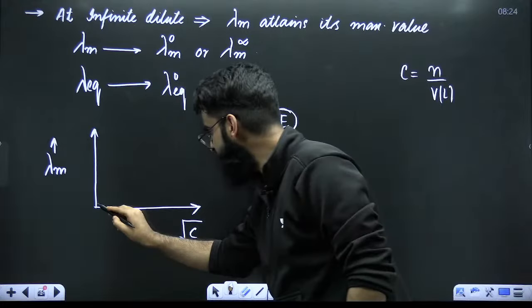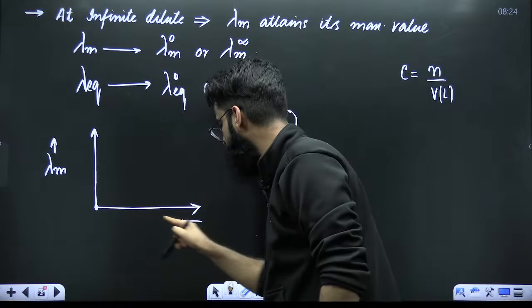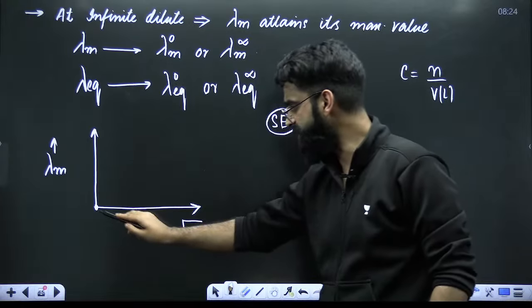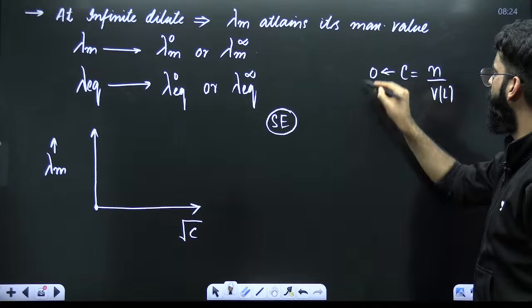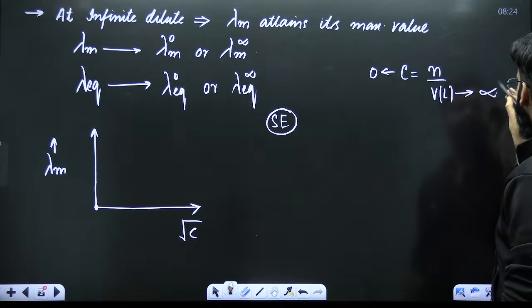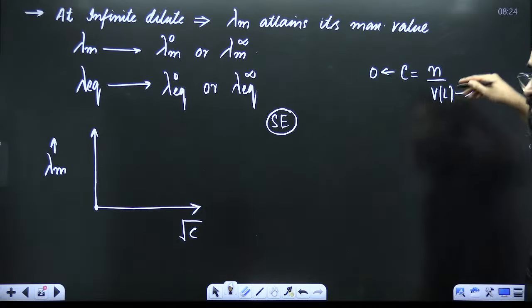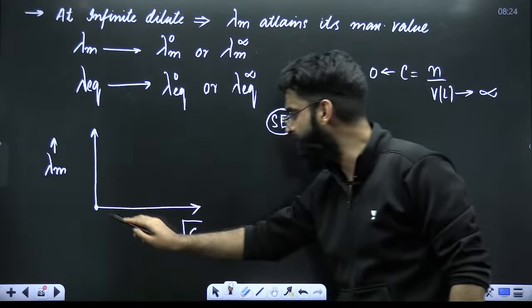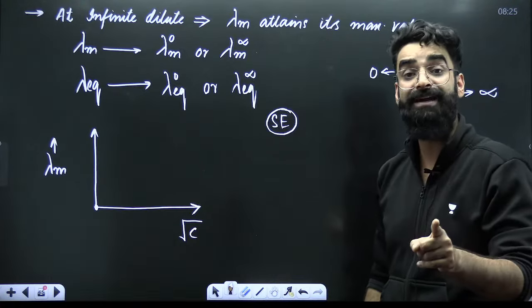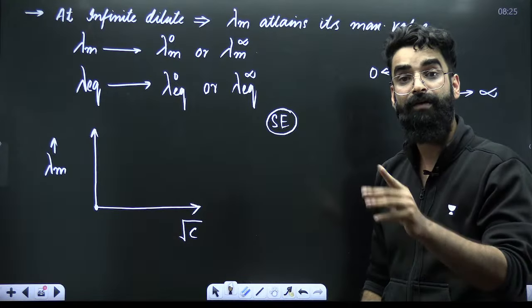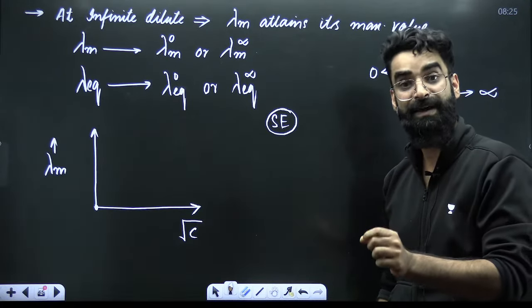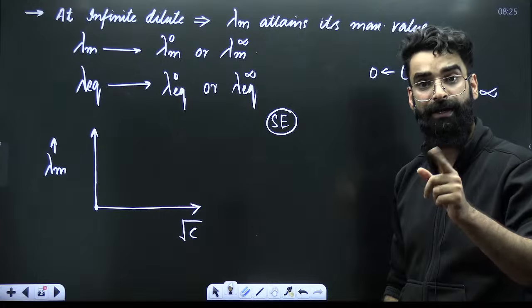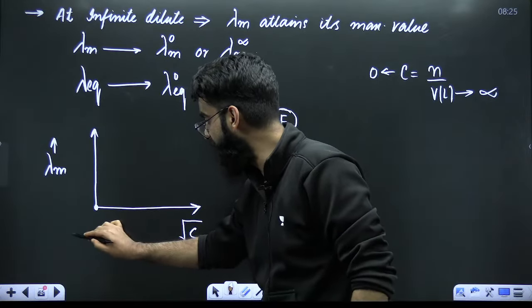At this particular point, what is root C value? Root C value here is 0. If root C is 0, that means C is 0. When will C be 0? C will be 0 at infinite dilution, when the volume of the electrolytic solution has become infinite, right? So this point represents your infinite dilution. And at infinite dilution, molar conductivity of the strong electrolyte attains its maximum value. And that maximum value is lambda naught m. So this point represents your infinite dilution.